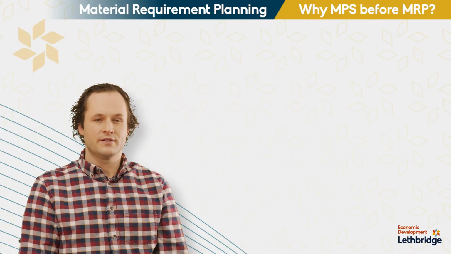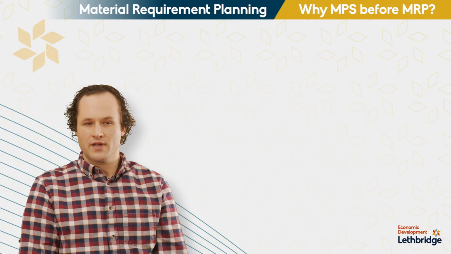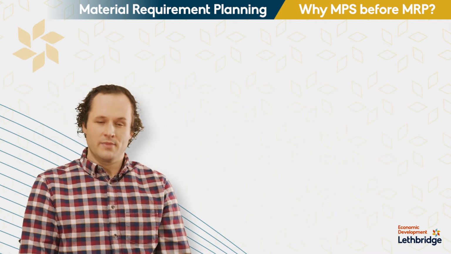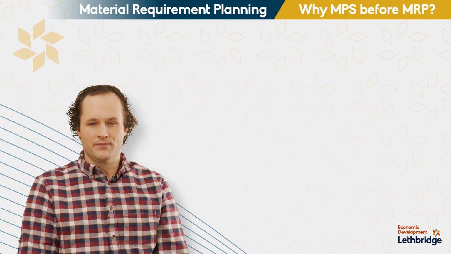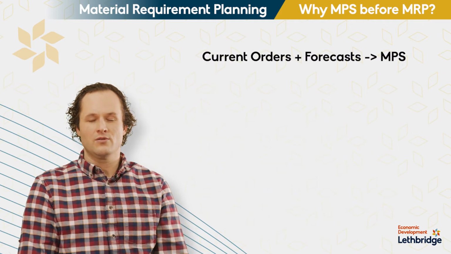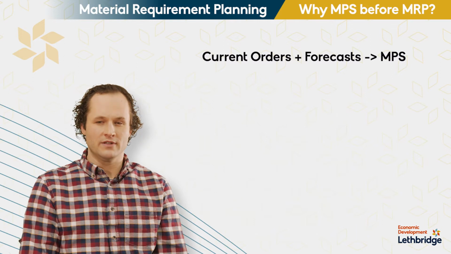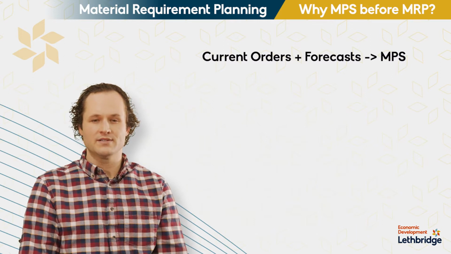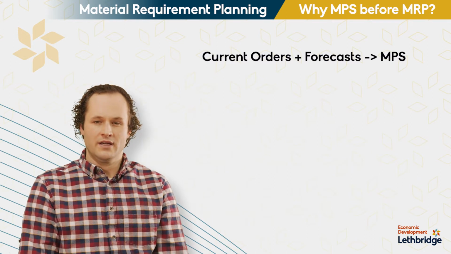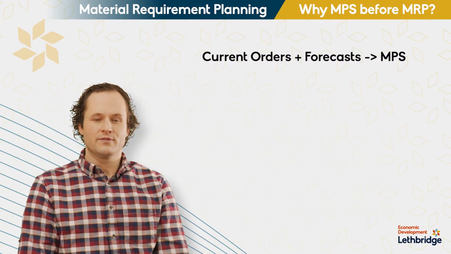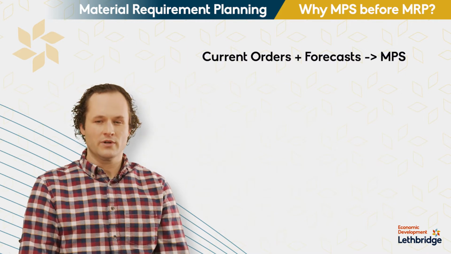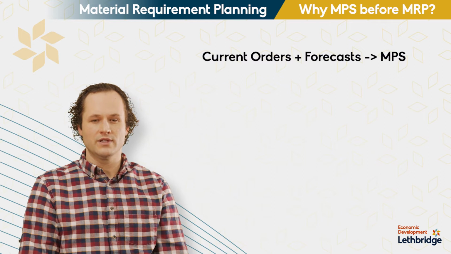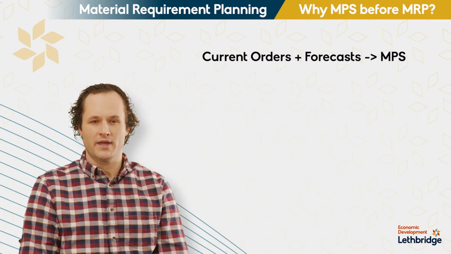So now that we've considered sales and operations planning and master production scheduling, and we understand the basics of material requirement planning, why do we do MPS before MRP? Well, current orders are all orders you have in queue waiting to be fulfilled by your production teams, whereas forecasting is the process of making predictions of future demand based on historical and present data. These two components create the foundation for master production scheduling. Once you've combined the current orders with your forecast, you'll have a rough estimate of total units you will need to produce to meet your expected demand.